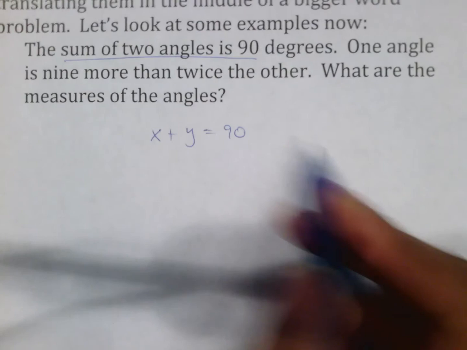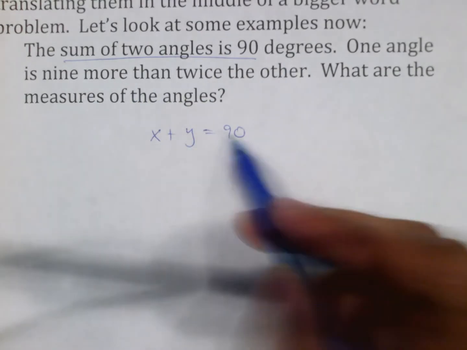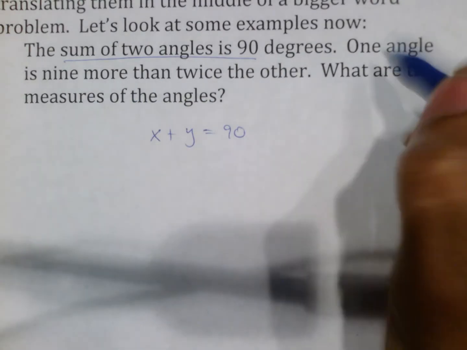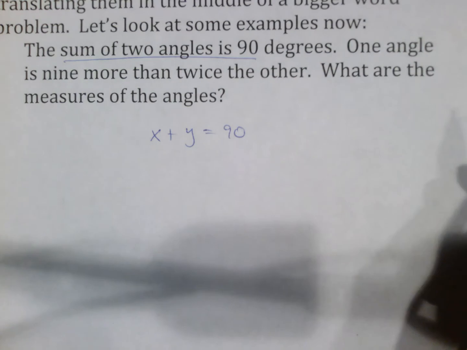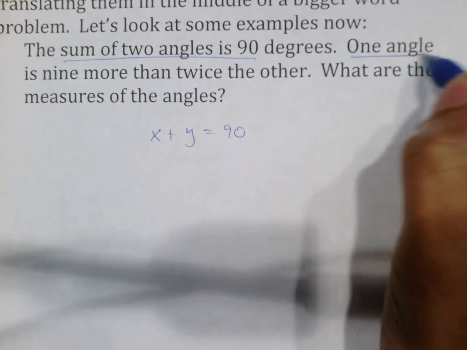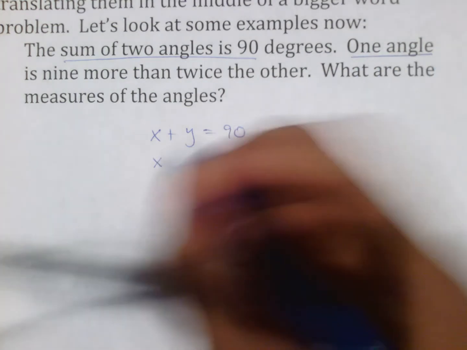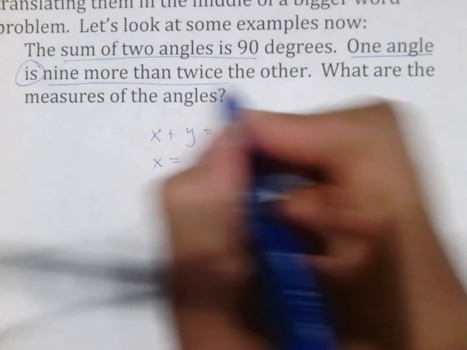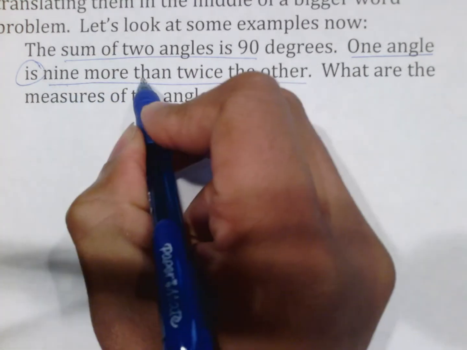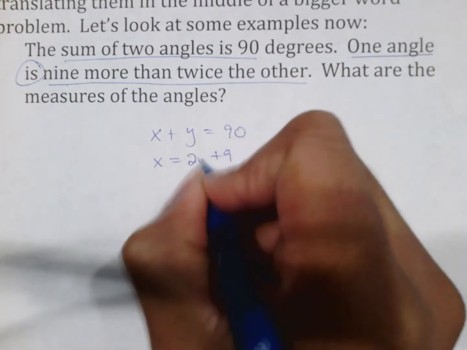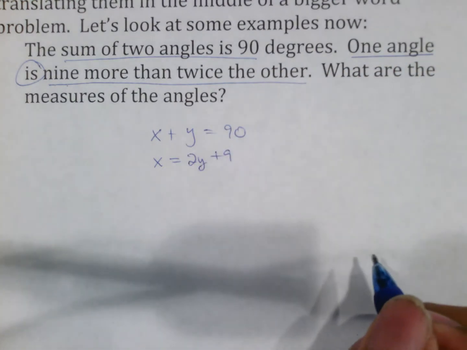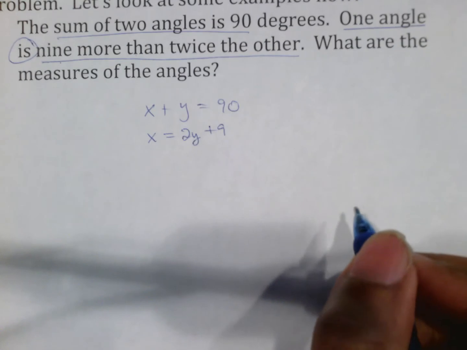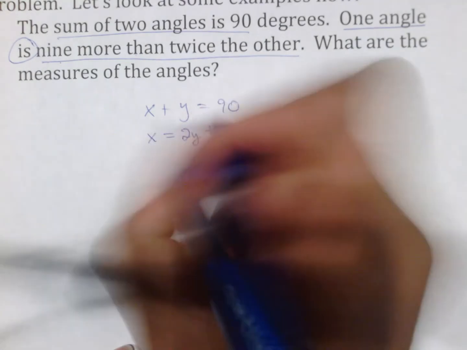We learned that in the last one. Sum means add them up, so x plus y is 90. Then we have the statement, one angle is 9 more than twice the other one. This looks just like what we're talking about here. One angle, x, is means equals 9 more than twice the other one. So remember, 9 more than means put plus 9. Twice the other one means 2y plus 9. From there we go to solve that problem. And so we have an x all by itself.